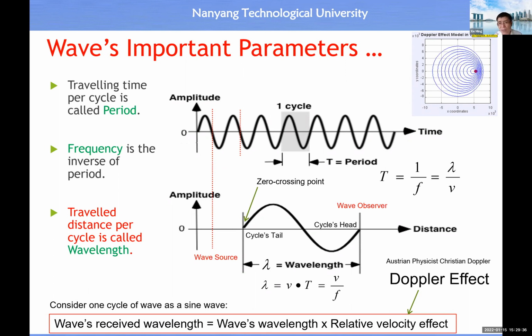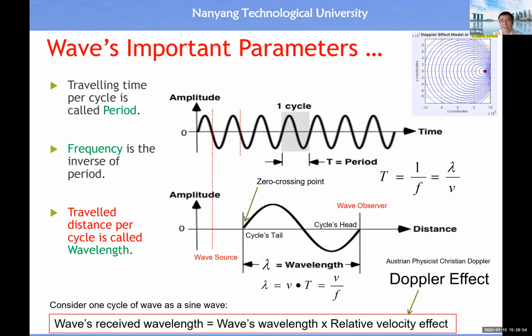So it means V is a constant. When lambda increases, f will reduce. So this is a very interesting phenomenon. Then we can make use of this phenomenon to guide the design of a velocity sensor, right?